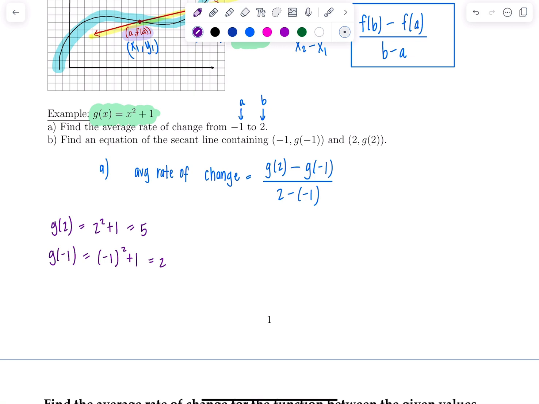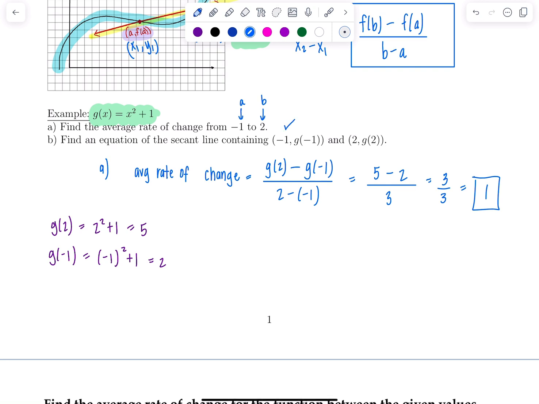All right, now I can substitute those in to the numerator. So g of 2 is 5, g of -1 is 2. Over 2 minus -1, that's 2 plus 1, so that's 3. We have 3 over 3, so that's 1. So that's the average rate of change from -1 to 2. All right, part A is done.